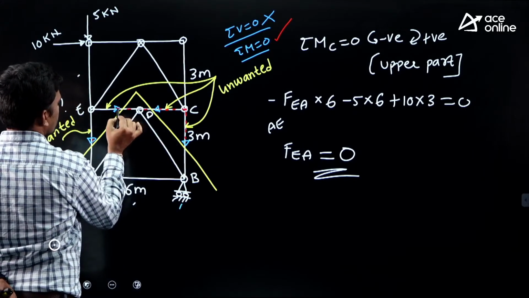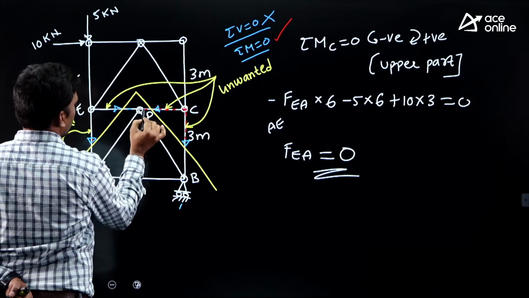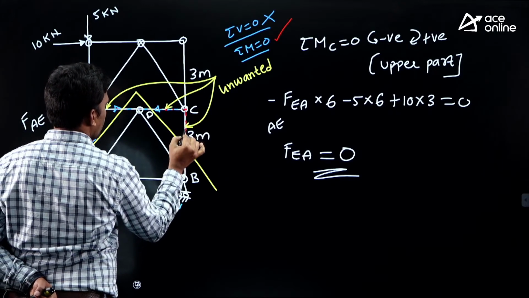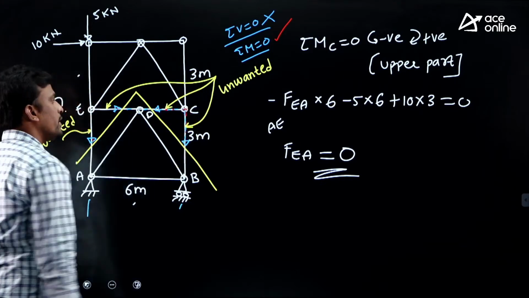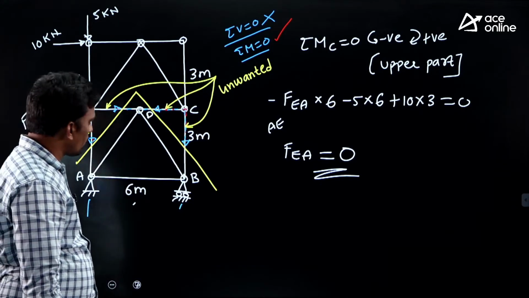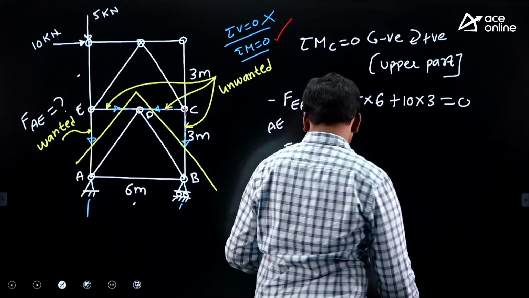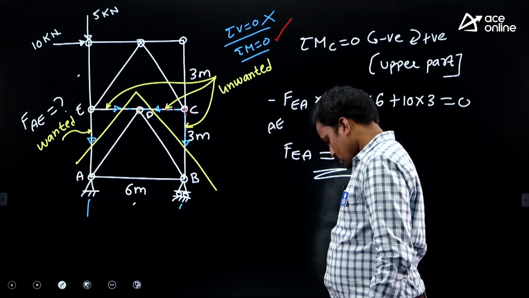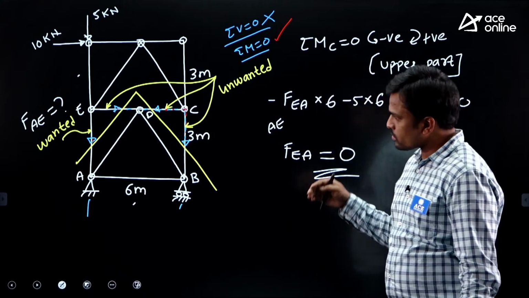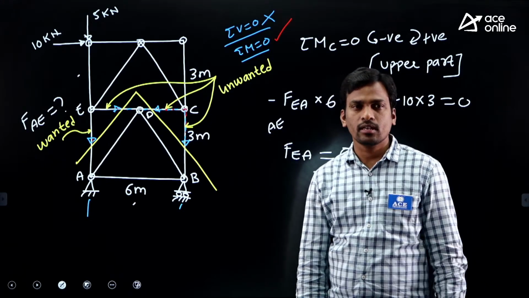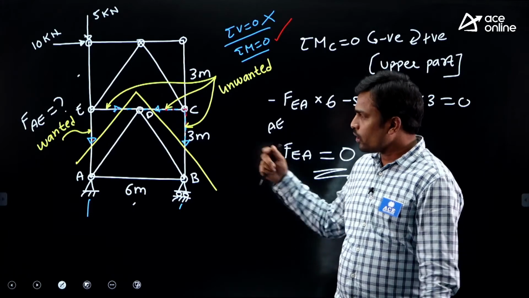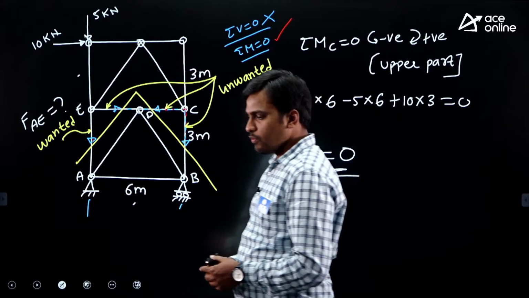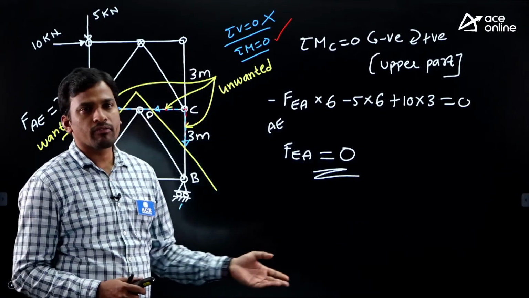Okay, if red is not visible, the line of action of all the unwanted members meets at joint C only. So like this we have to solve more number of questions, then only you will know how to cut the structure. How to cut the structure, you will know by practicing a number of questions.